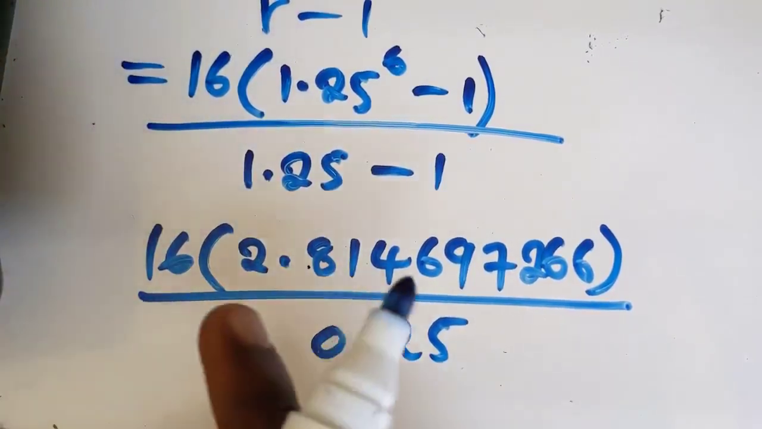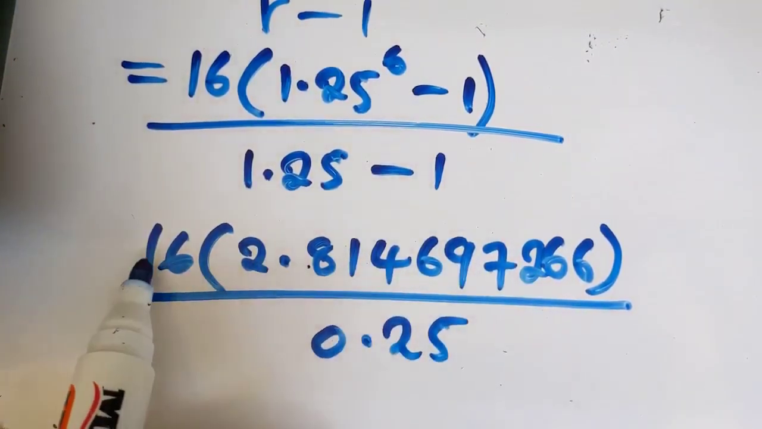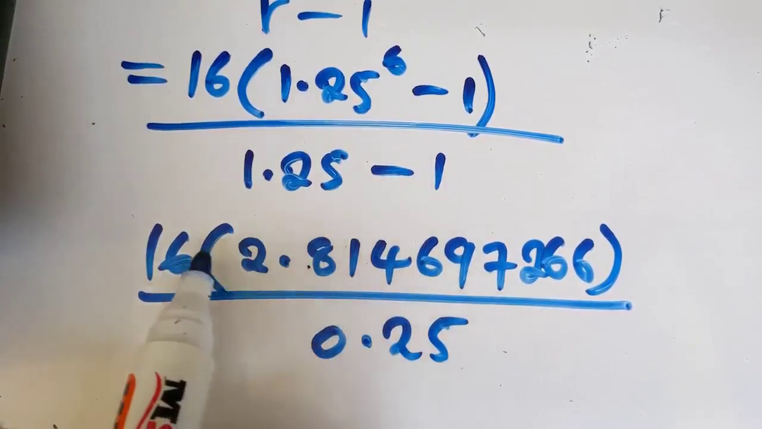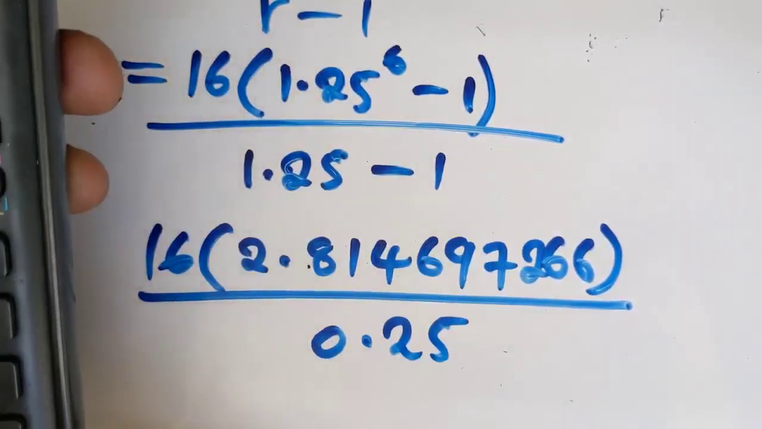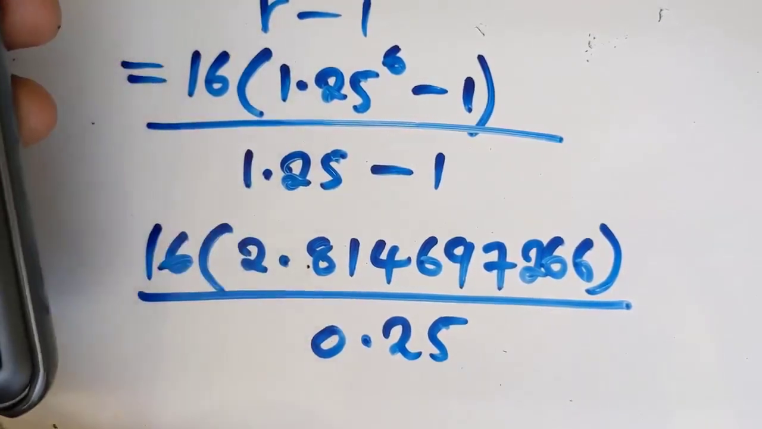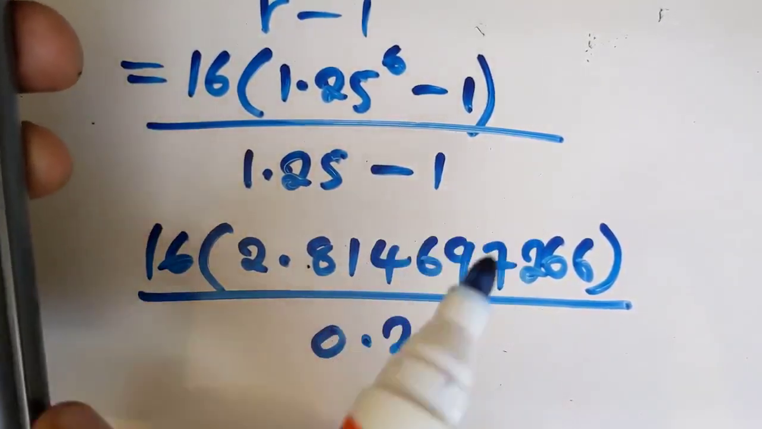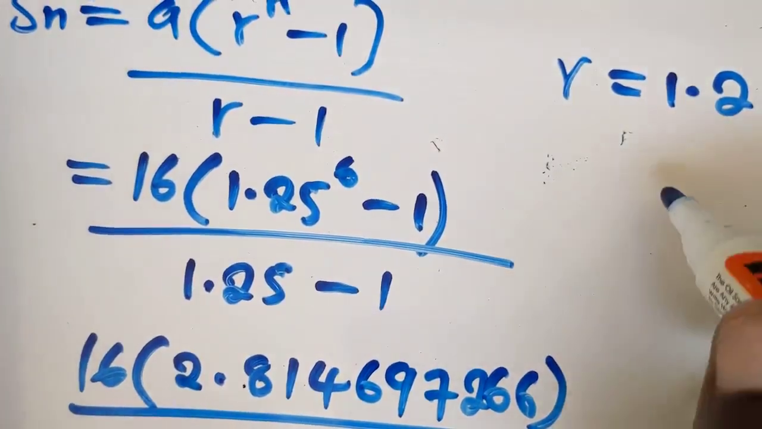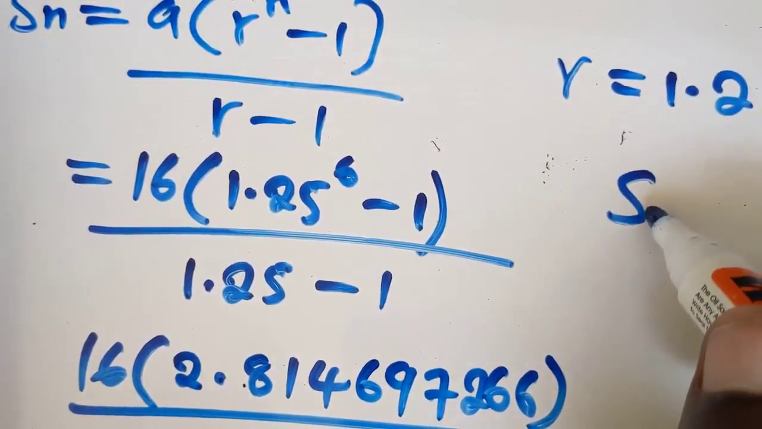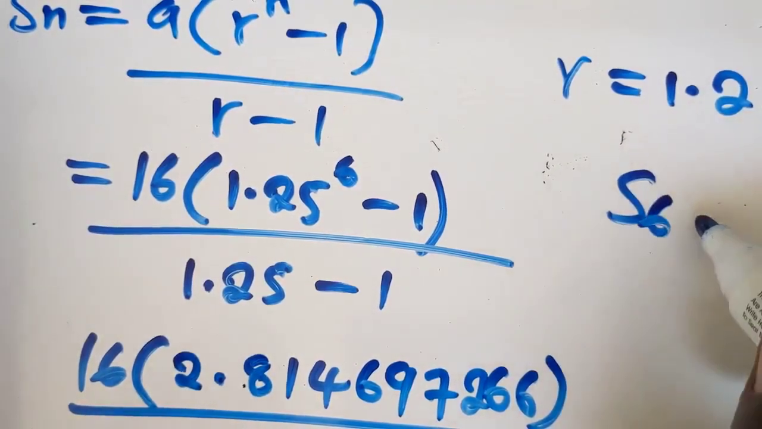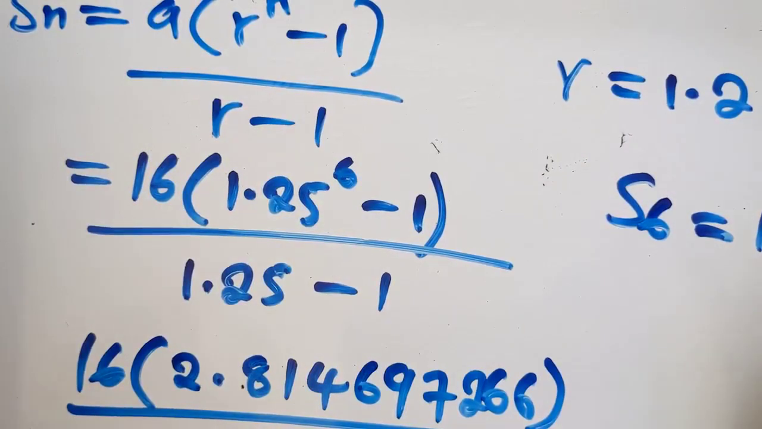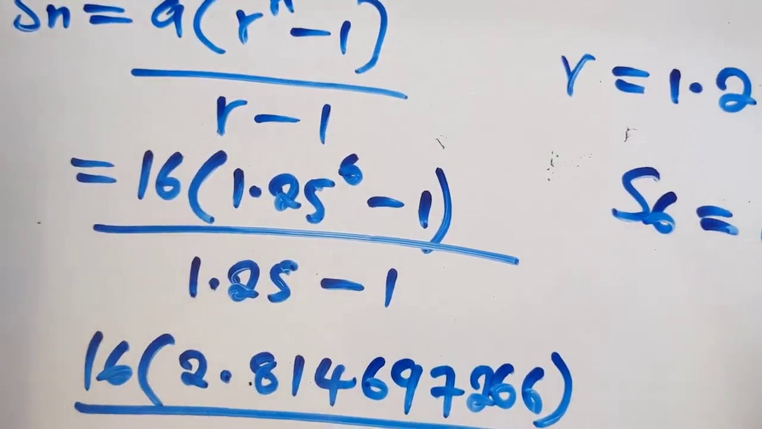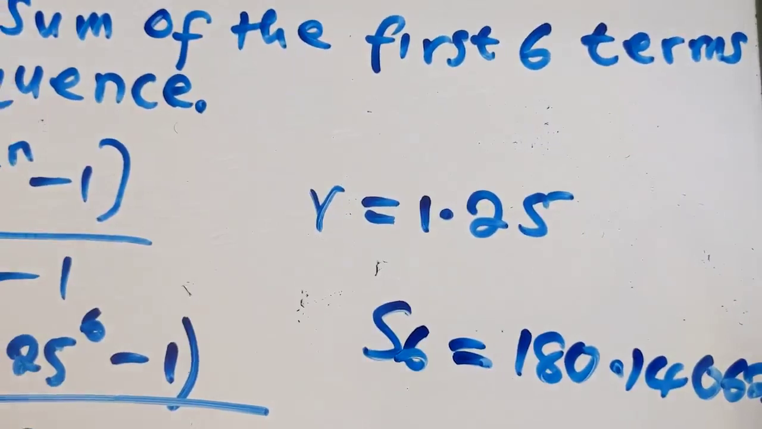You can punch that on a calculator. This is multiplication, so multiply this one by 16. You're going to have that. Then divide by 0.25. Just do it that way. The answer that you're going to have, the sum of the 6 terms, is going to be 180.140625. So this is the answer right here.